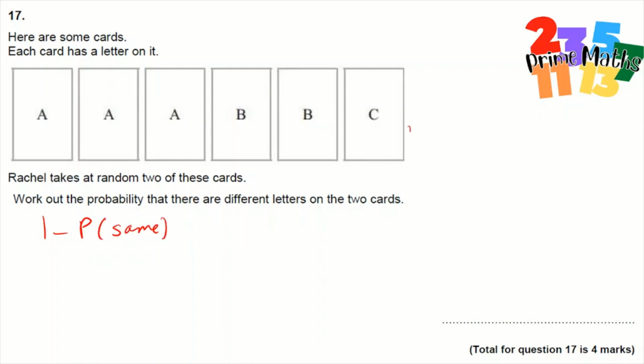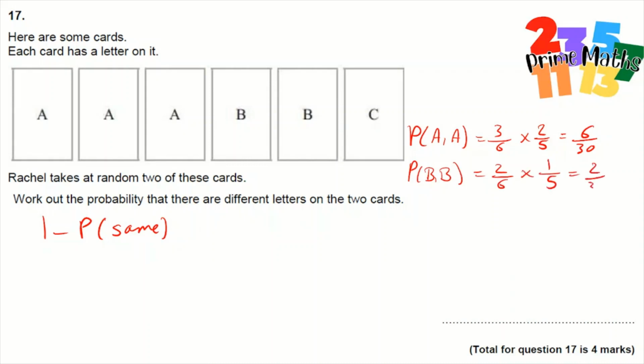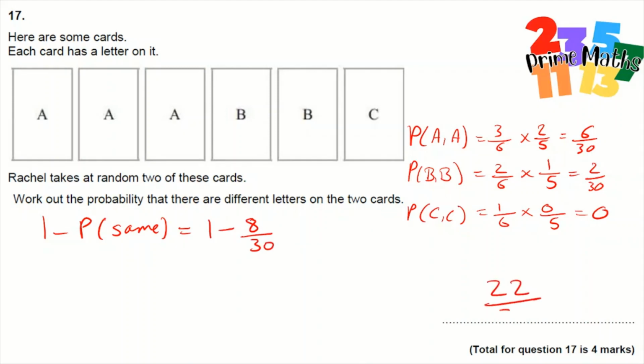For them to be the same, I can either take an A and an A. This will be 3/6 multiplied by 2/5, which gives us 6 out of 30. The probability of picking a B and then a B is 2/6 multiplied by 1/5, which is 2 out of 30. And the probability of taking a C and a C, we can see this can't happen because it's 1/6 and then there's none left over, which would just be 0. This means the probability of getting 2 the same is going to be 8 out of 30. 1 take away 8 out of 30 gives us 22 out of 30.